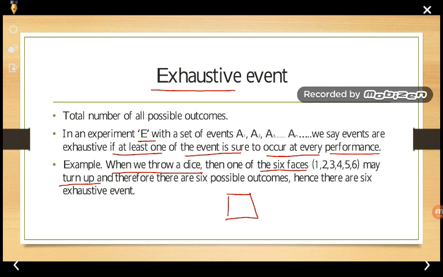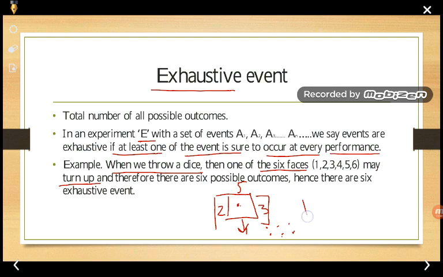So one will be the upside, which is 1, and just below the 1 we can find the 6. On this side we can find 2, on this side we can find the 3. Similarly here we can find the 4, here we can find the 5, and if this is first, this will be the 6. So if we throw the dice, one of the 6 faces may turn up.